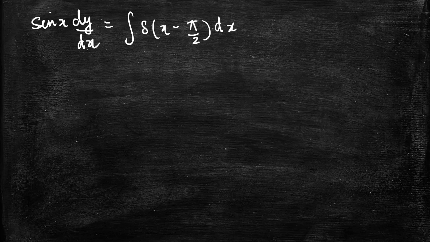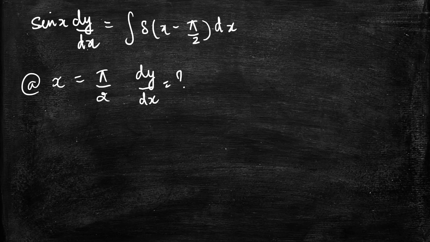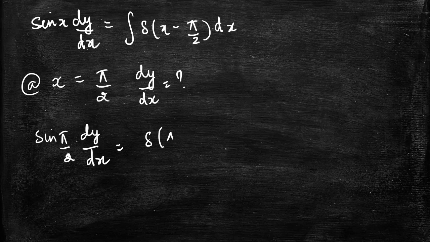Now we know that we'll have to find what is dy by dx at x is equal to pi by 2. So when x is equal to pi by 2, when I substitute over here, I'll get sin pi by 2 dy by dx is equal to delta of x minus pi by 2.